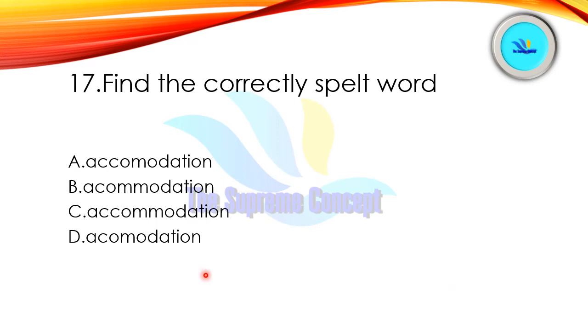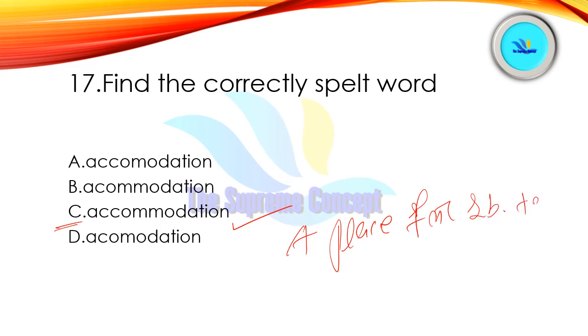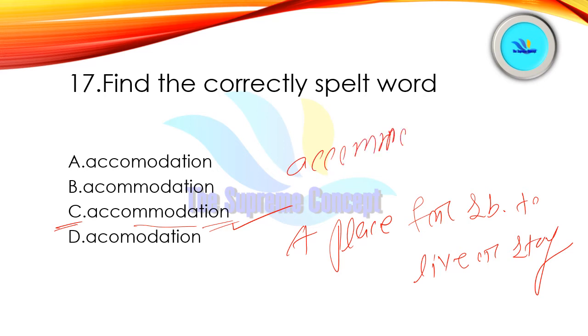Find out the correctly spelled word of accommodation. All right, you are absolutely right. Option C is correct here. Accommodation means especially a room, or group of rooms or buildings in which someone may live or stay, a place for somebody to live or stay. Its spelling is A-C-C-O-M-M-O-D-A-T-I-O-N. So just remember this spelling, accommodation. So let us move.